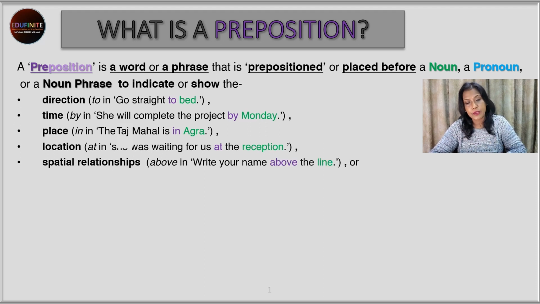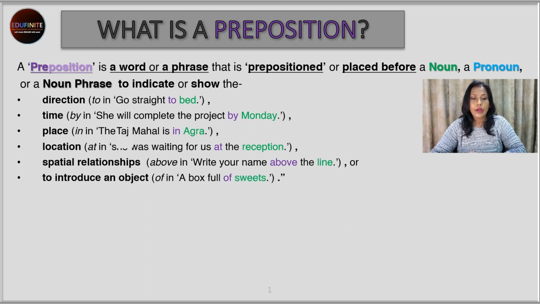Spatial relationships. For example, in this sentence, write your name above the line. So the line is there and you have to write your name above it. So it's trying to give us the spatial relationship between where you're going to write the name and the line. Or it also helps to introduce an object. For example, a box full of sweets. So the preposition of is telling us what the box is full of. It is introducing the object sweets.